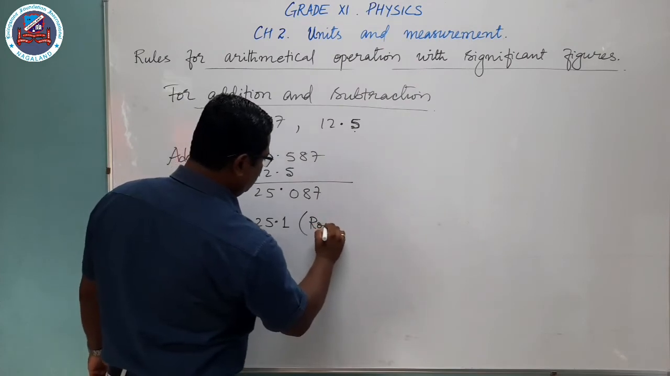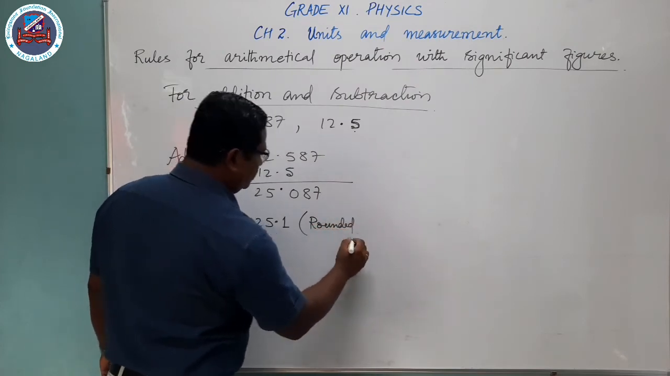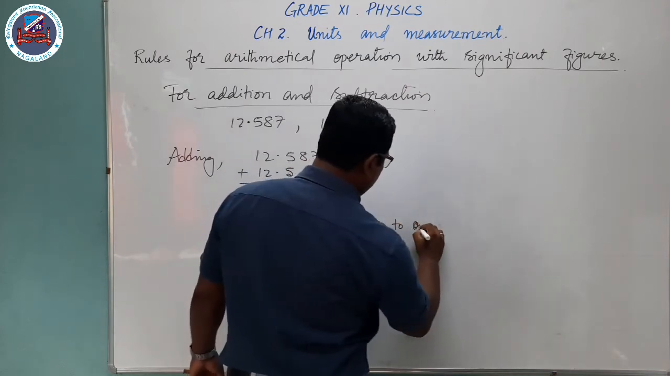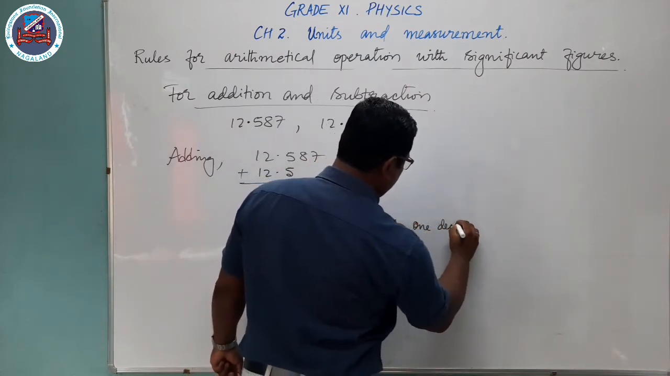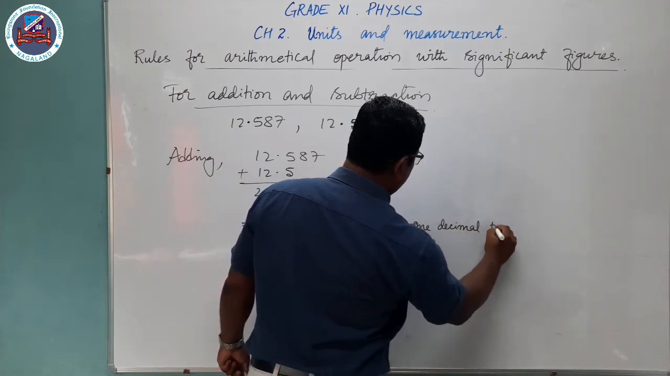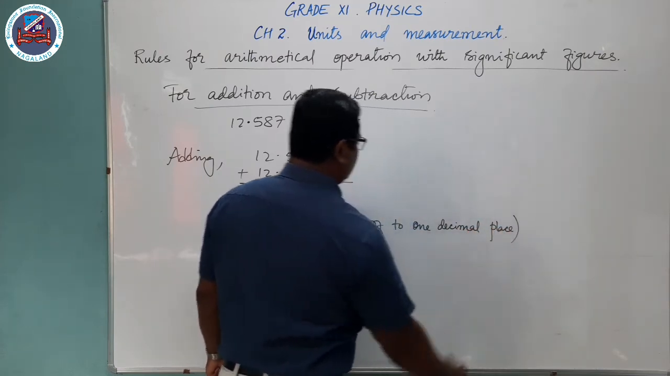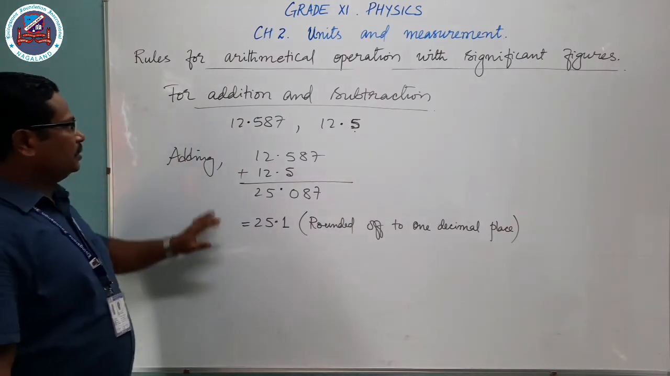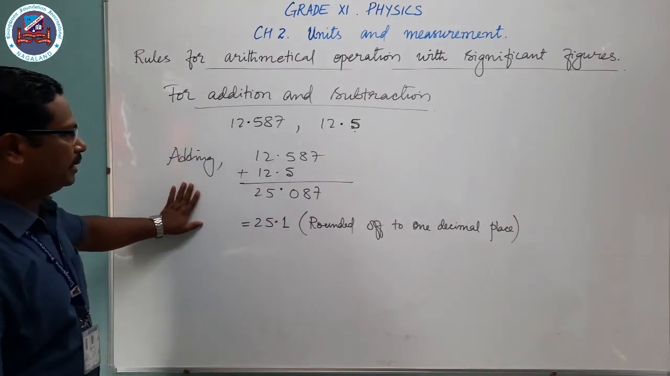Rounded off to 1 decimal place. 1 digit, that means after the decimal 1 digit. Now, for subtraction also the same rule applies.